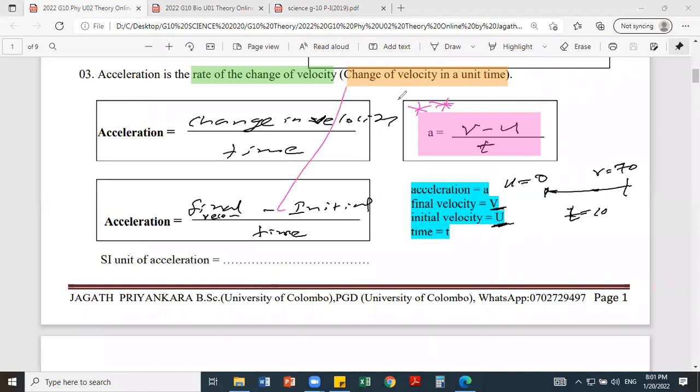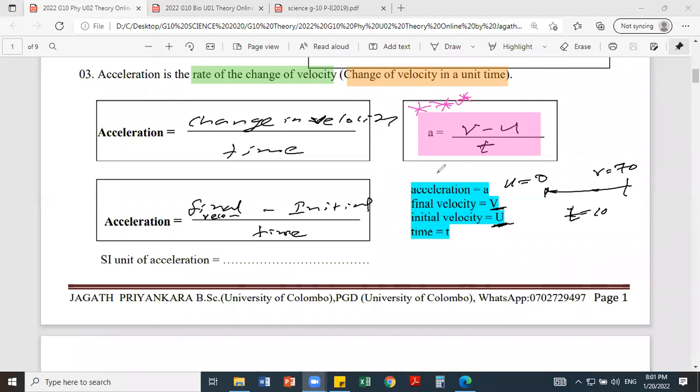Every year, in the O-level paper, you get a calculation from this. Definitely. How to calculate acceleration? Final velocity minus initial velocity over time taken. Then you can see how fast the velocity is increasing. If you get here 10, velocity is increasing by 10, 10, 20, 30, 40.